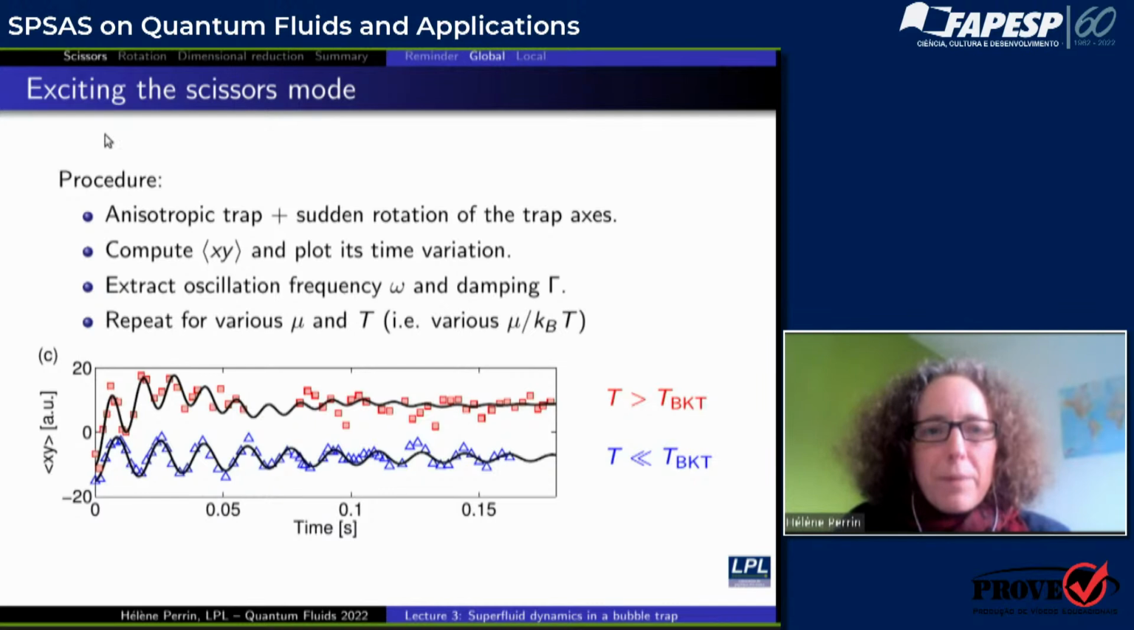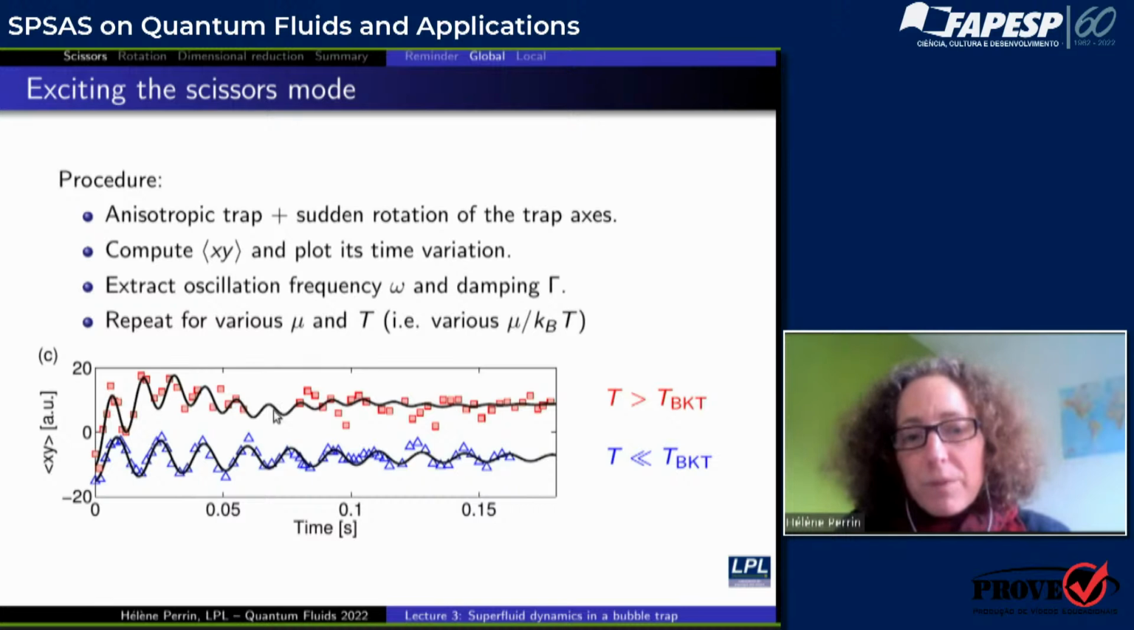So from the pictures that we observed after this first perturbation, we compute the average value of xy, we plot its time variation, and we fit with a sum of oscillations. And either we find just one frequency when the temperature is very small, or we find the famous beat note between omega plus and omega minus if the temperature is large.